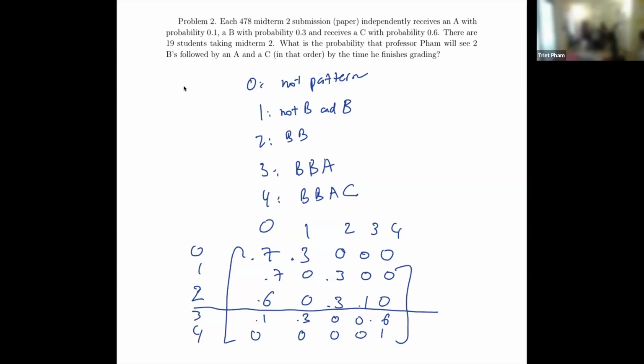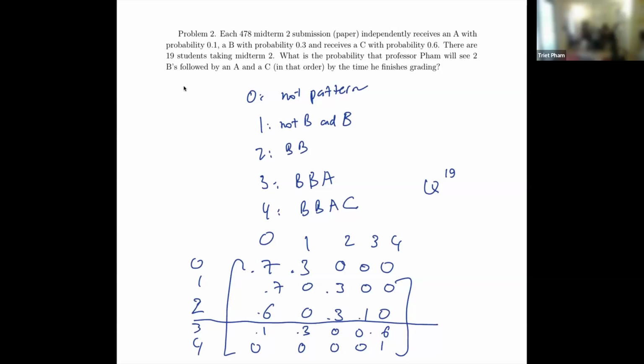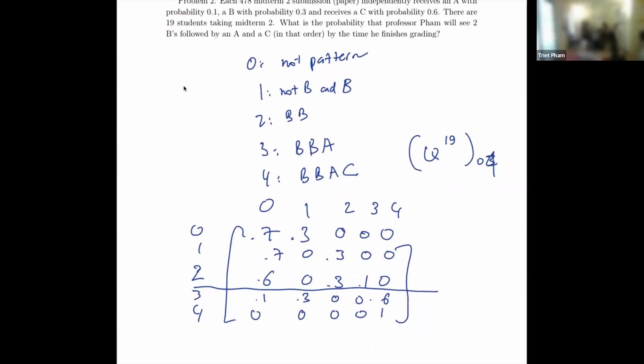I would fully admit that these things could be a bit tricky. You have to pay attention to the pattern. You could get it wrong, but it's okay. Just be patient and check back on your work. Well, the answer then will be Q to the 19, because there are 19 students, I think. And then 0.3, 0.4. Are we okay? Any question about this?